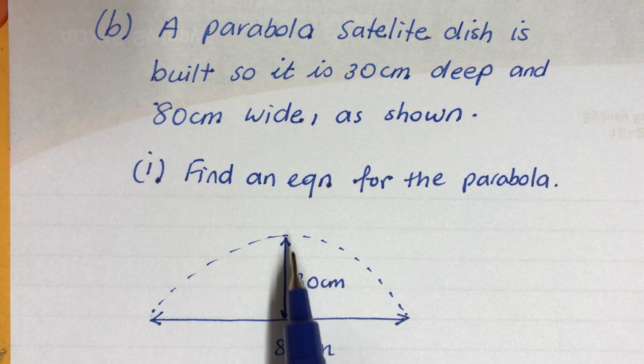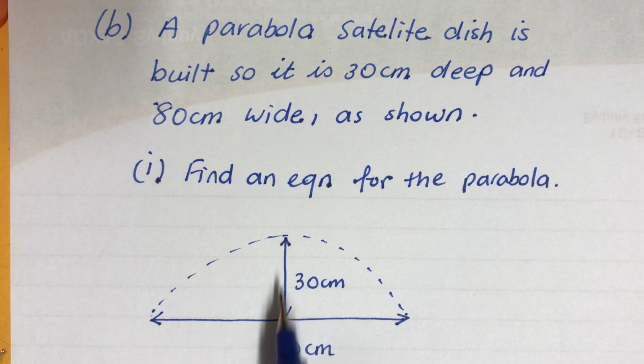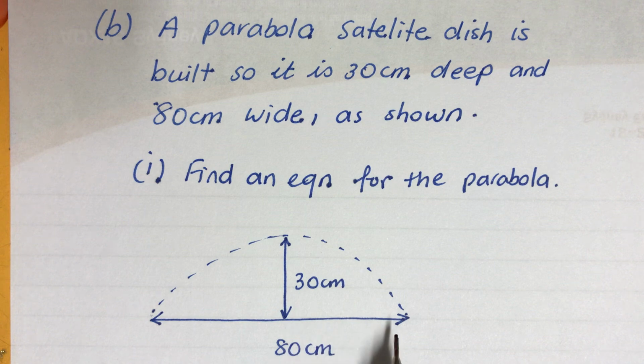So it was 30 centimeters deep, so that's the maximum value, the height, and then it's 80 centimeters wide. That's the x. Okay, so it's quite similar to part A. Do you remember part A? We got 3 unknowns, A, B, C, and then we had 3 points. So we need to find 3 points and substitute into the quadratic equation.